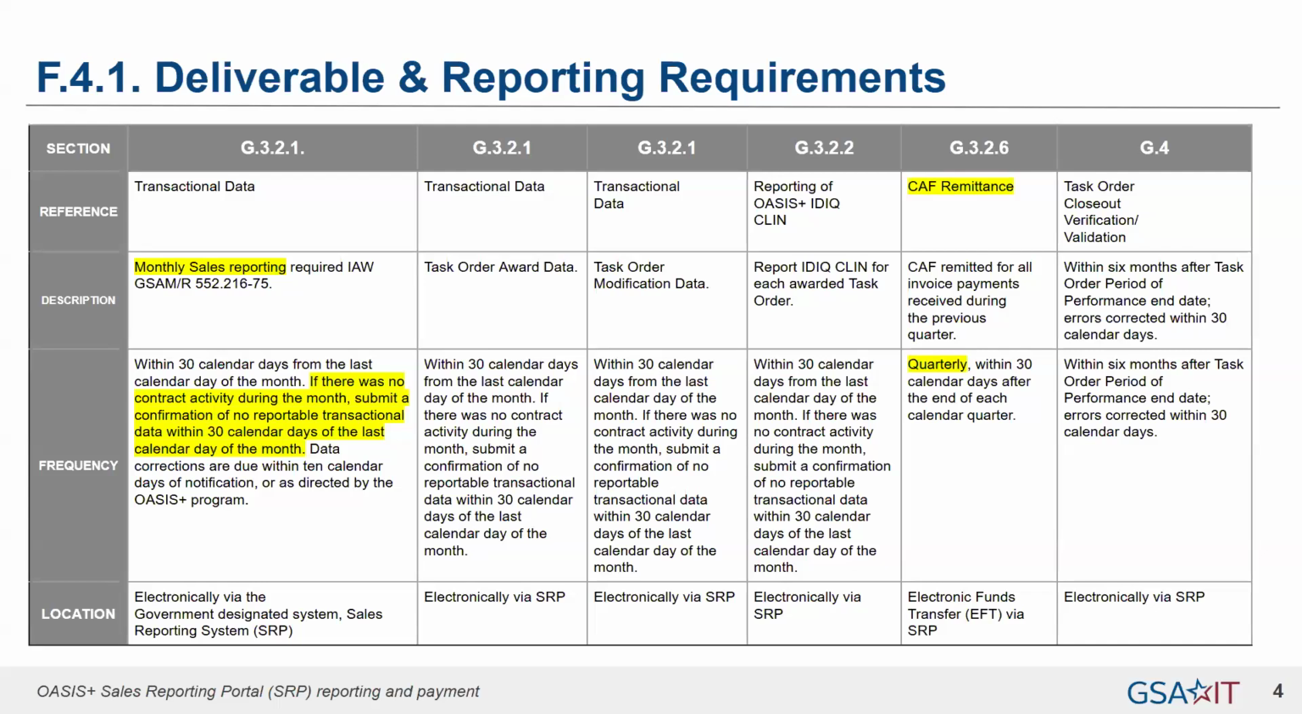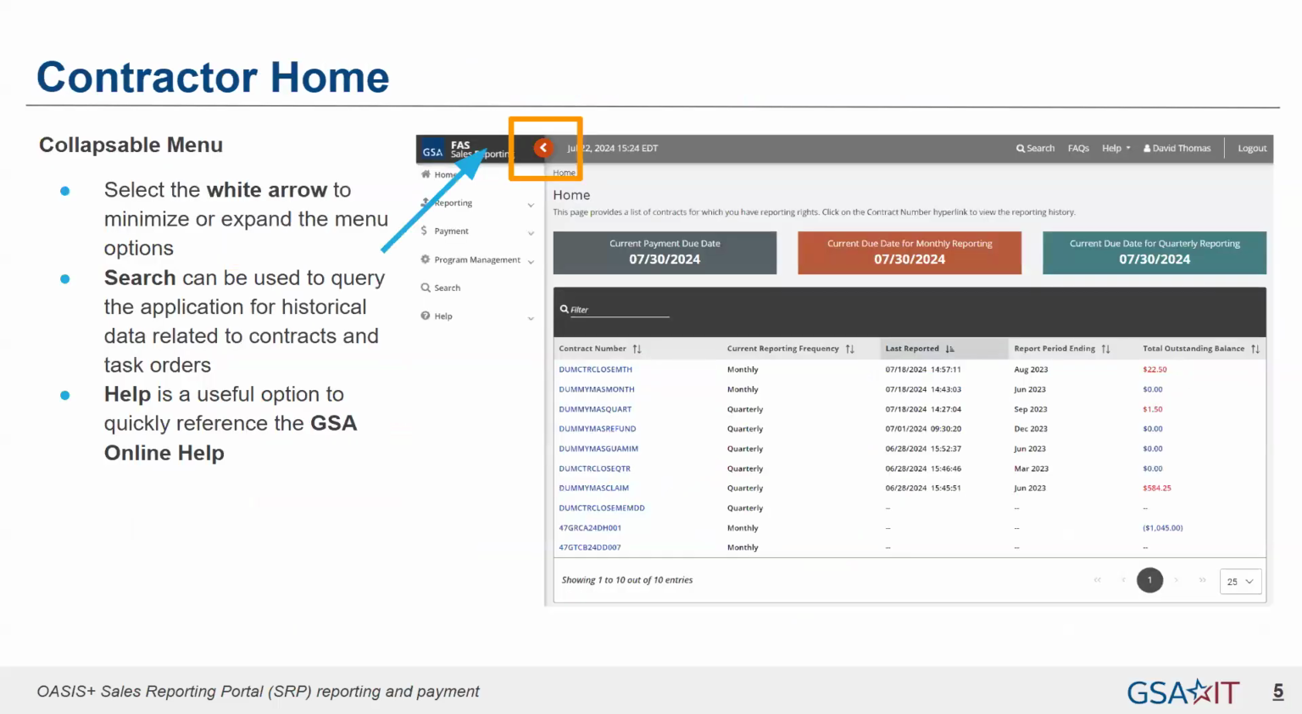Now, the rule for both monthly reporting and quarterly CAF remittance is 30 days. That's the key. 30 days at the end of the month to report your sales, 30 days at the end of the calendar quarter to remit your CAF. 30 days, not 31 days. That 31st day makes it late, then you'll get a system-generated email from SRP saying that you are delinquent, or late in payment or reporting. We'll cover that, but this is just the time frame. This is where the requirements come from, okay?